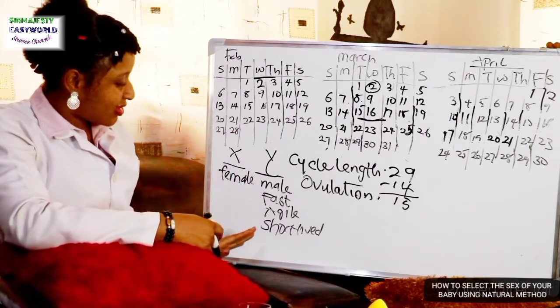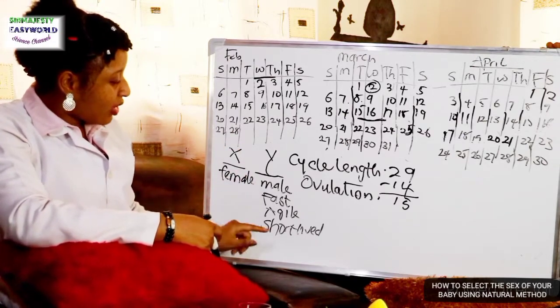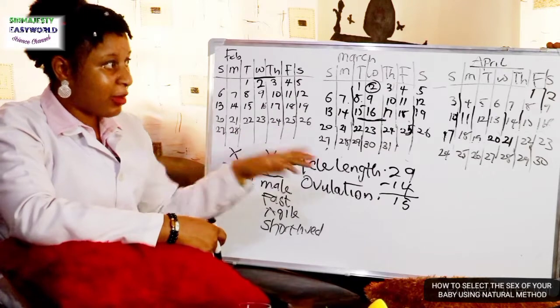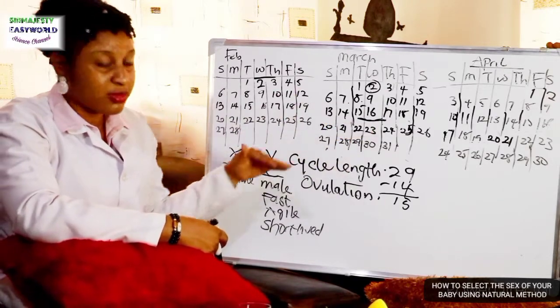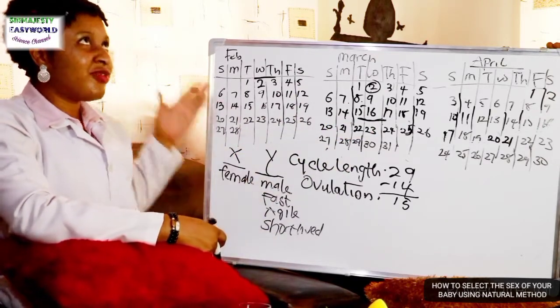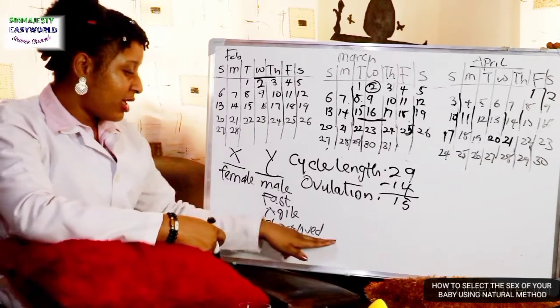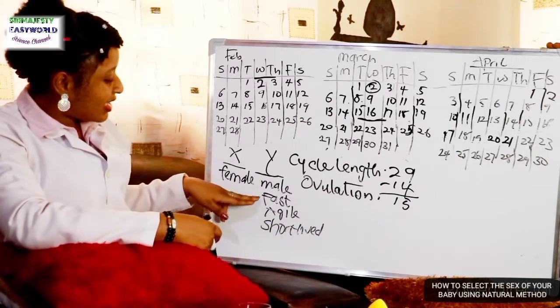Knowing it's fast and short-lived, I want the sperm to be there already. I want to have sex as close to the ovulation as possible, because if I have it far away from the ovulation, the sperm will die. Remember, they are short-lived, and they are fast.